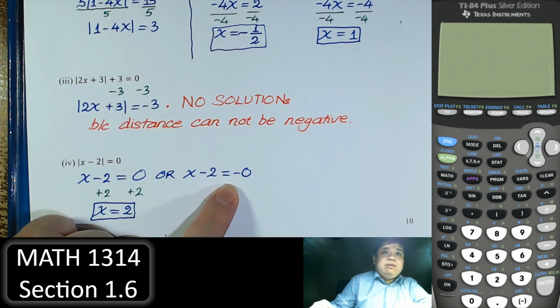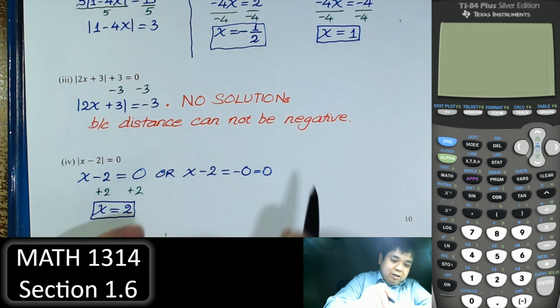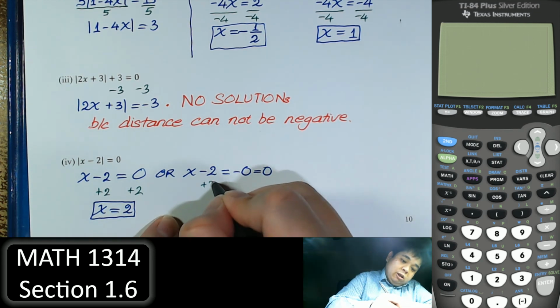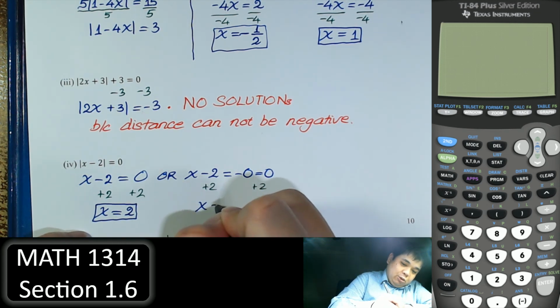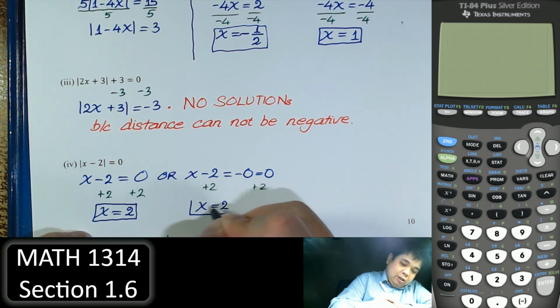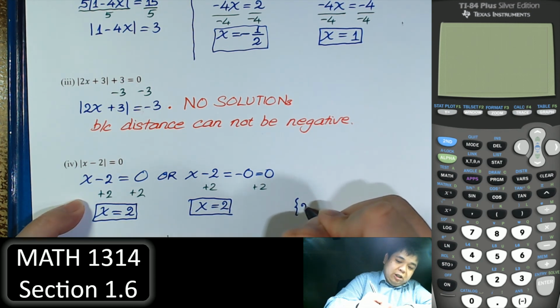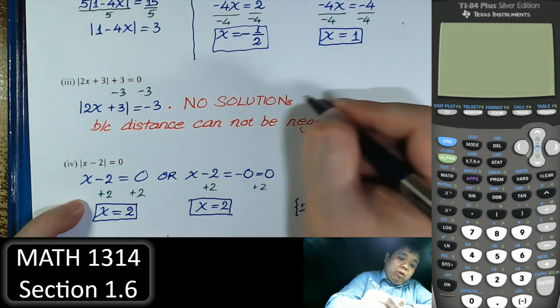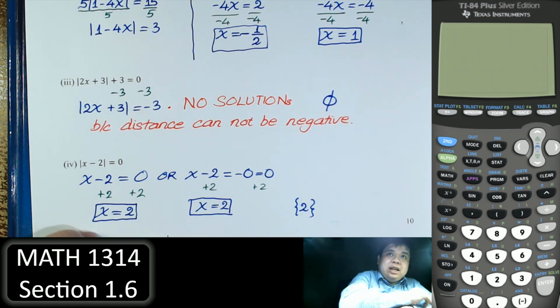And then negative 0 is just 0. Then add 2 on both sides. So once again, just x equal to 2. So we just have one solution, 2. By the way, for the previous case with no solution, if we want to write it, we can say the solution set is an empty set.